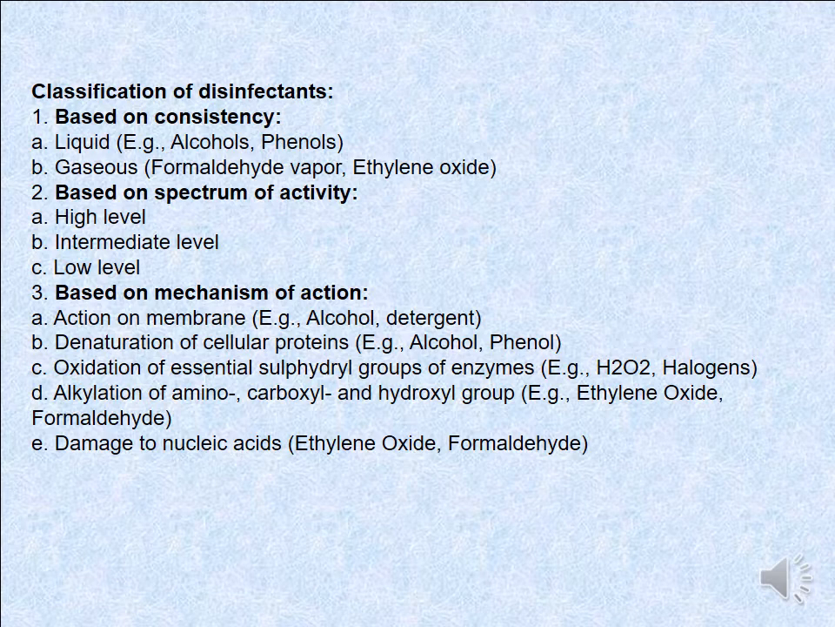Other classification depend on the mechanism of action. First, action on membrane, like alcohol and detergent. Other, denaturation of cellular protein, like alcohol and phenol. Oxidation of essential sulfide group of enzyme, like hydrogen peroxide and halogen. Alkylation of amino, carboxyl and hydroxyl group like ethylene oxide and formaldehyde, and finally damage to nucleic acid like ethylene oxide and formaldehyde. This is classifications that done for the disinfectant drug.